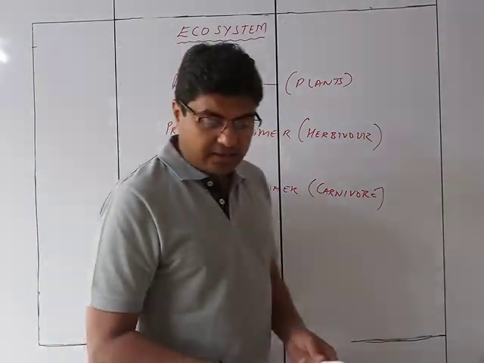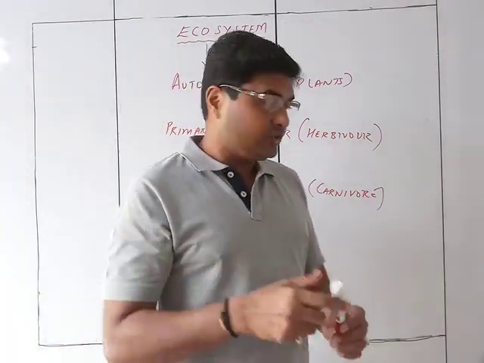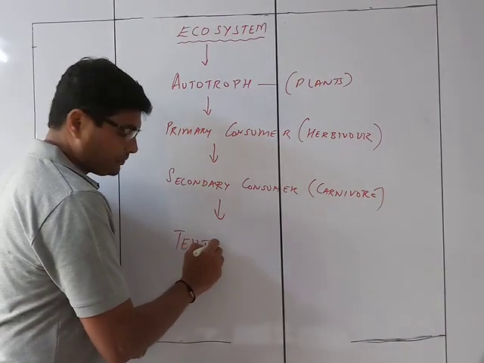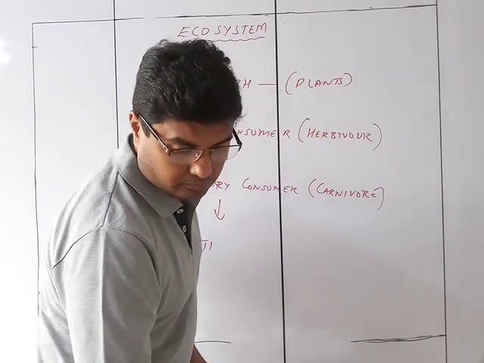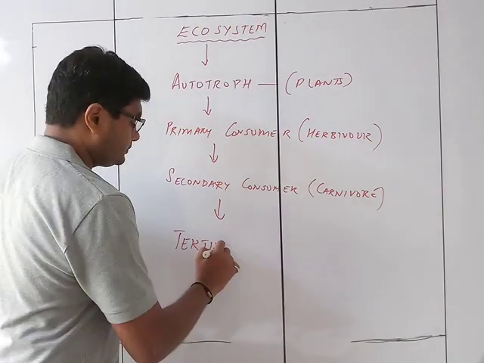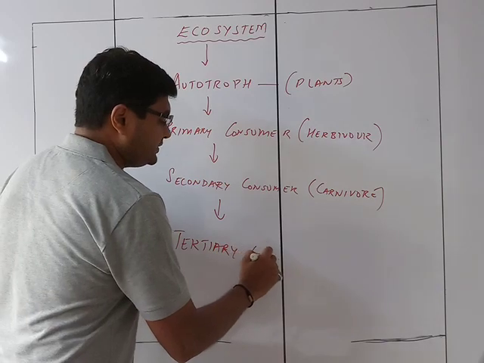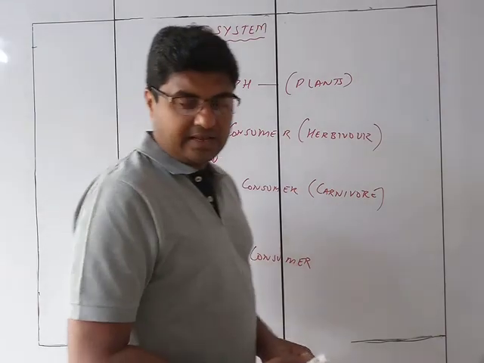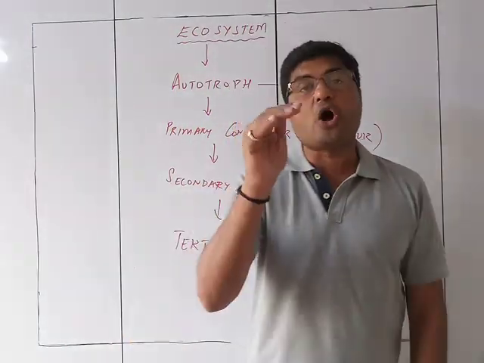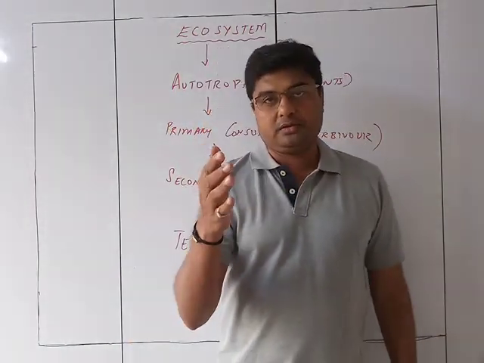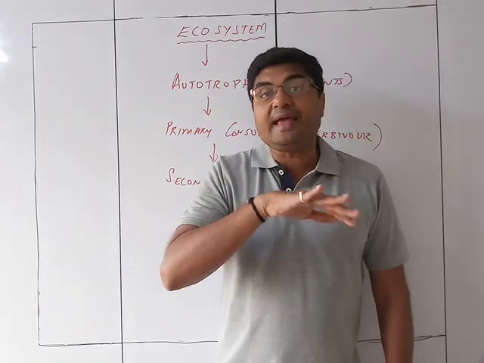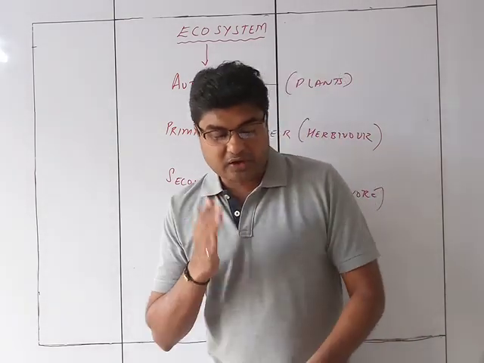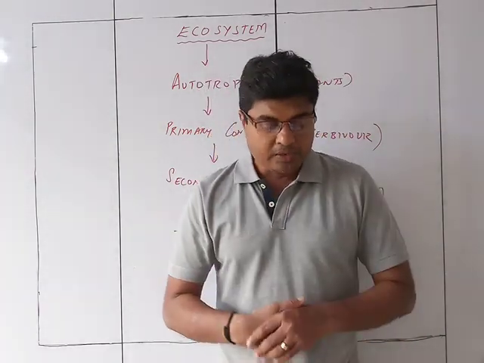So suppose the snake, and then further, it is not the end of it over here. There will be another one which is called the tertiary consumer. Now in this tertiary consumer, there are going to be levels. For example over here, the first thing was that the frog is being eaten by the snake. Fine. Now the snake can be eaten by the peacock. So the snake is eaten by the peacock. Then the peacock is another level of tertiary consumer.